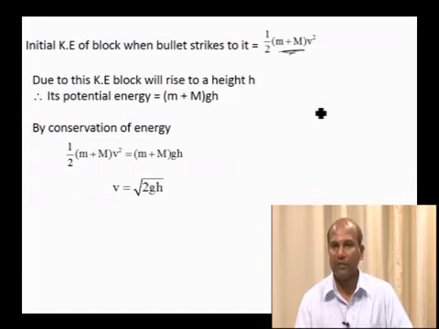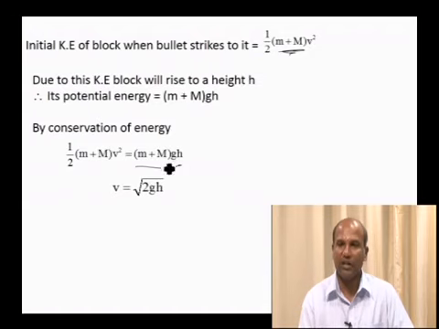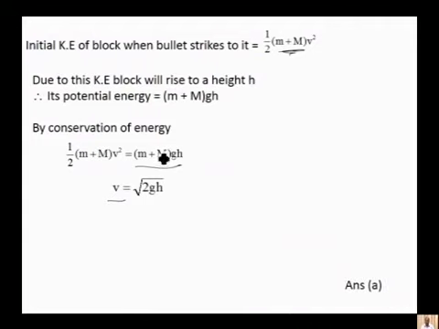By conservation of energy, half mv squared is equal to the potential energy, because energy needs to be conserved, and therefore I can see that these two things get cancelled here. We have v is equal to square root of 2gh, and this is option A.